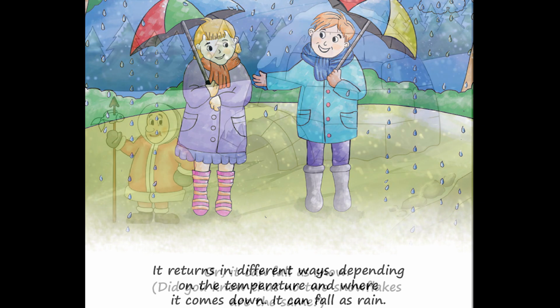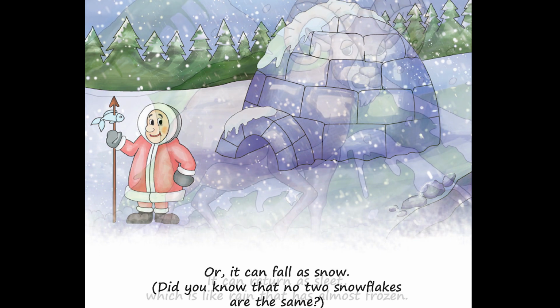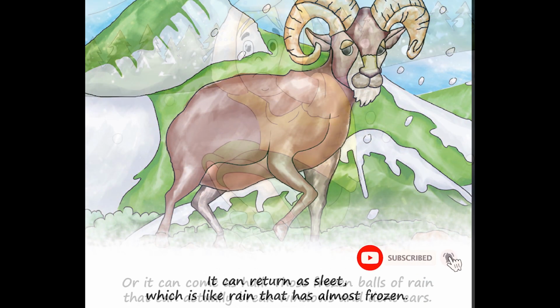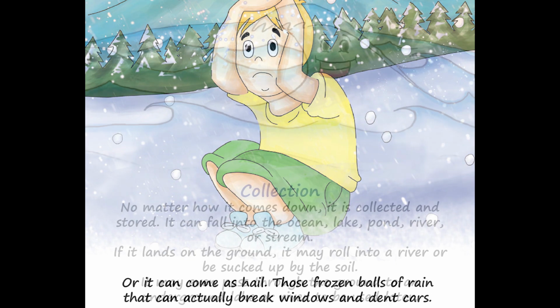It can fall as rain. Snow is a special kind of precipitation because no two snowflakes are the same. It can return as sleet, which is like rain that has almost frozen, or it can come as hail, those frozen balls of rain that can actually break windows and dent cars.